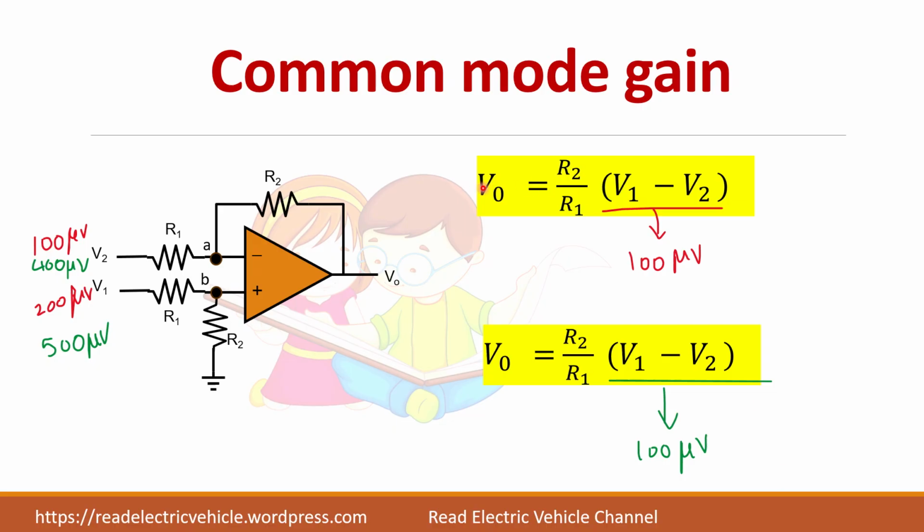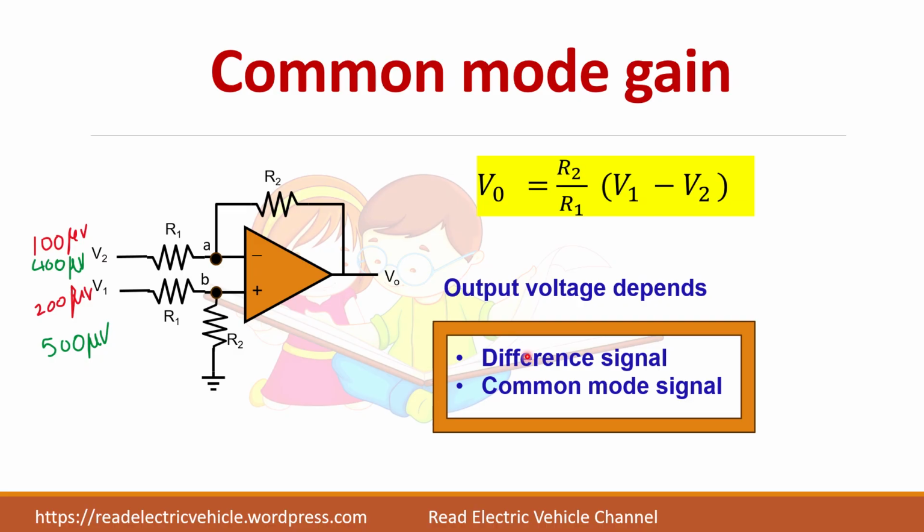But the output voltage in both the cases will not be the same in a practical op amp. There will be some difference between these two voltages. Though the difference voltage is 100 microvolt in both the cases, the inputs are not the same, so the output voltage will not be the same. The output voltage depends upon this difference signal, which is 100 microvolt, as well as the common mode signal. What is this common mode signal?